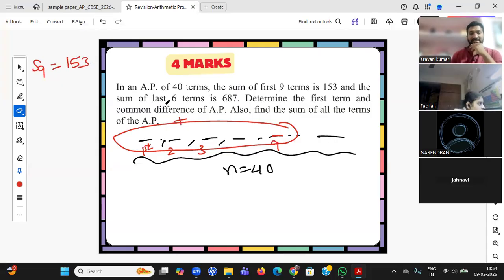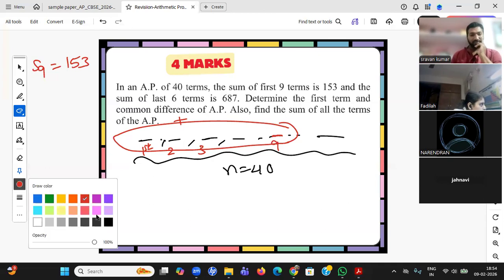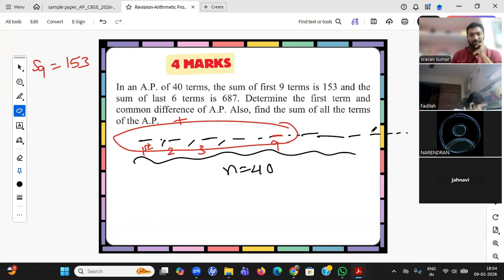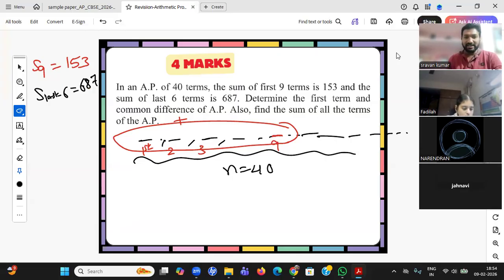And the sum of last 6 terms. So student, he is using the reverse thing. Last 6 terms he is saying. I can't just keep S6, that will be wrong. S6 means first 6 terms. Sum of last 6 terms he is saying, that is 687. Determine the first term. What all is he asking? He is asking a, he is asking d, and he is asking the sum of all terms, S40.